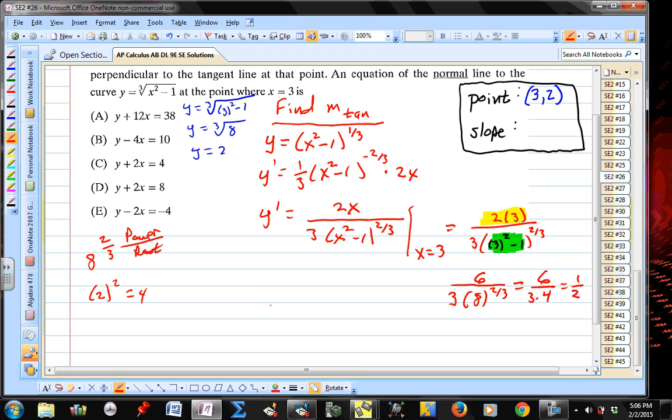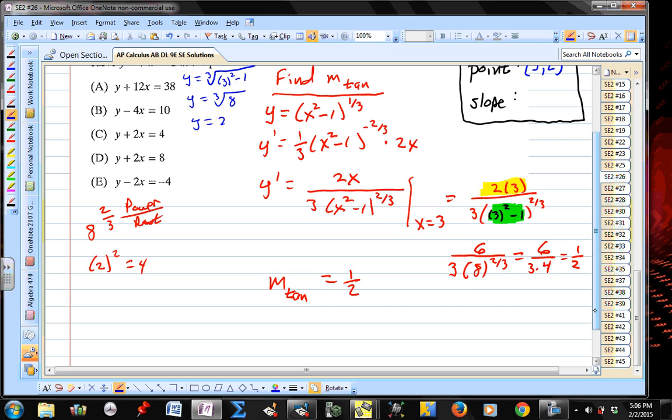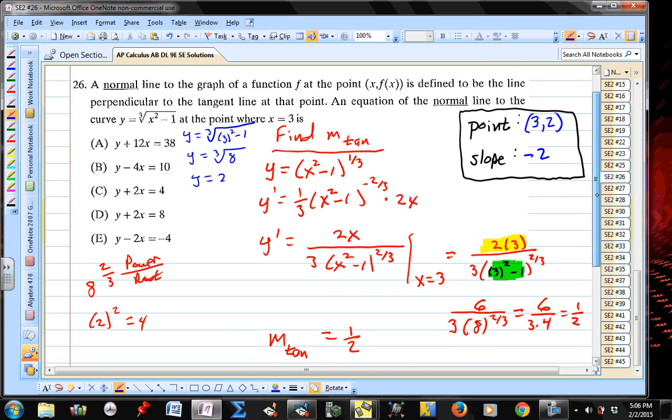Now we find the slope of the tangent line. Slope of the tangent line is 1/2. Now remember that the slope of the normal line is going to be different. The normal line is perpendicular to the tangent line at the point of tangency. And slopes that are perpendicular are opposite reciprocals of each other. So the opposite of positive is negative, and the reciprocal of 1/2 is 2 over 1, which is just negative 2. So now that we have a point and a slope, we can find the equation of our line.